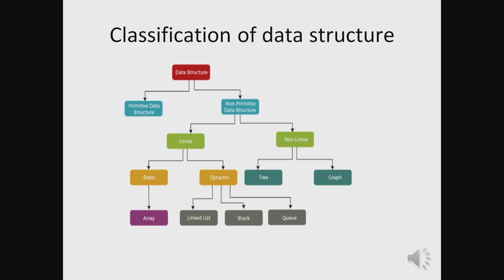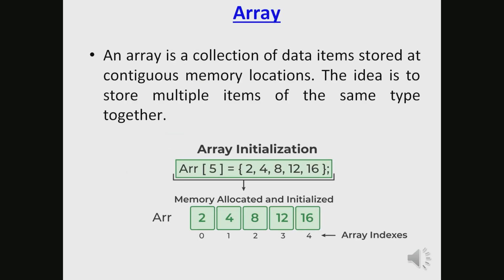The first one is array. An array is a data structure that can hold values of the same type. It cannot contain elements of different types like integer with character. For example, if the size of an array is 6, all 6 elements are integer data types.